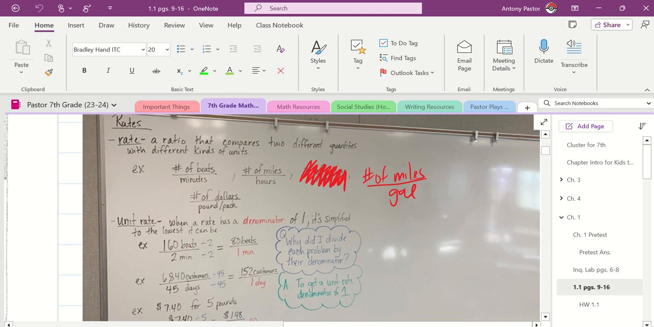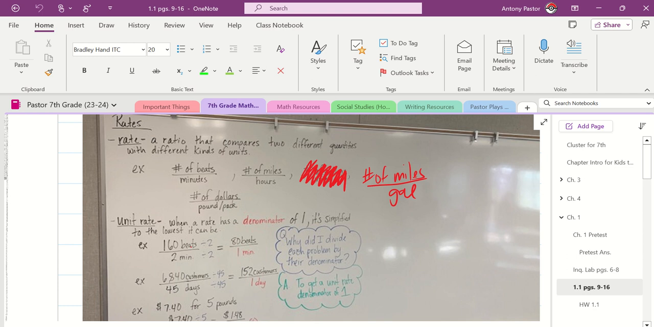So again, a rate is a ratio that compares two different quantities with different kinds of units. Examples would be number of beats per minute, number of miles per hour, number of dollars per pound or pack. Another one that we used was how much we get paid per hour. A unit rate is when a rate has a denominator of 1, simplified to the lowest it can be.